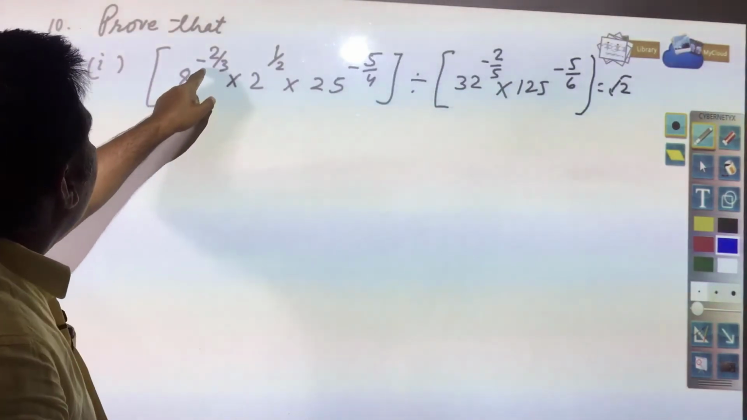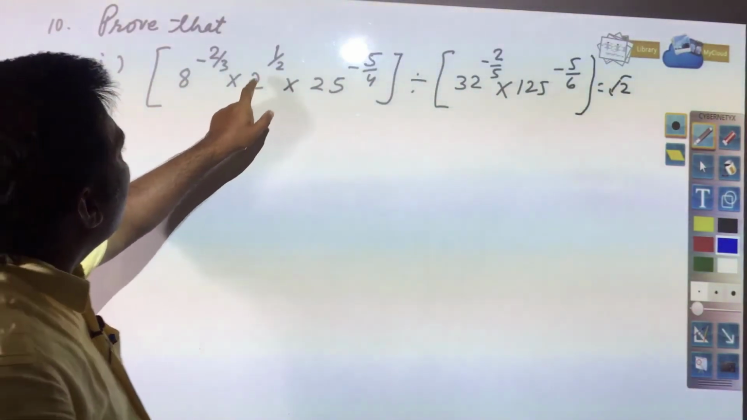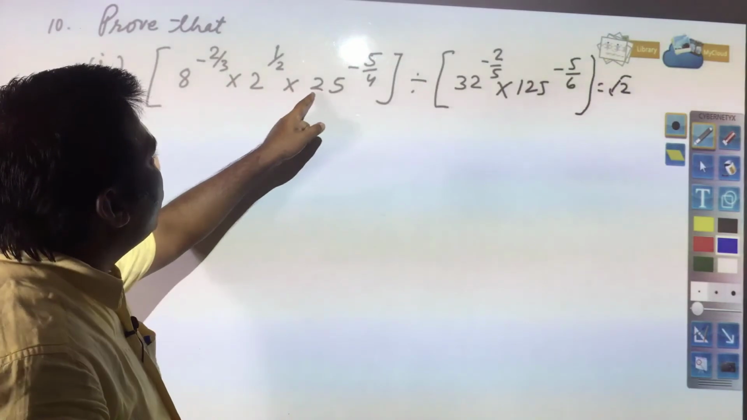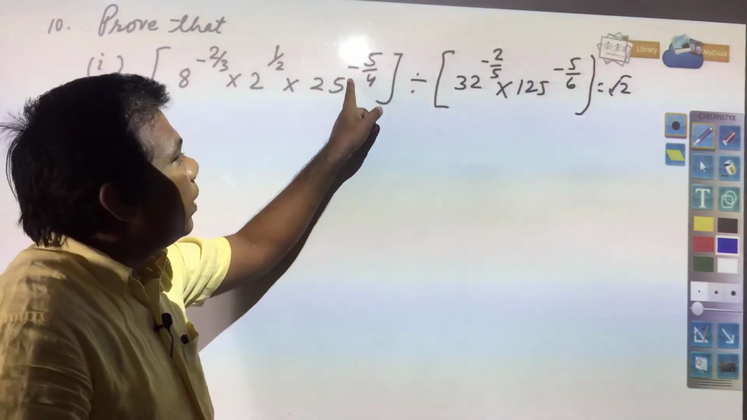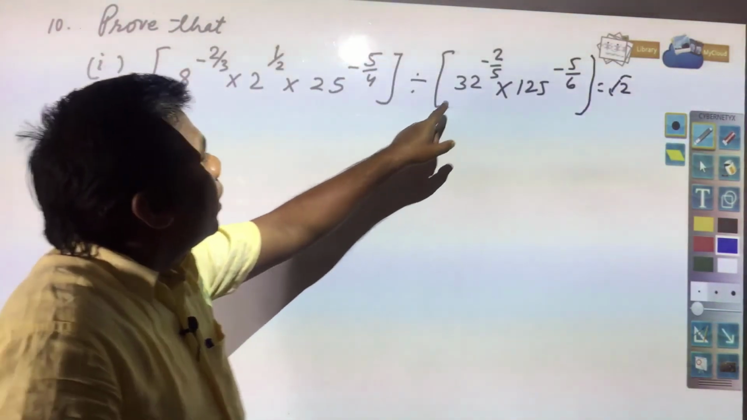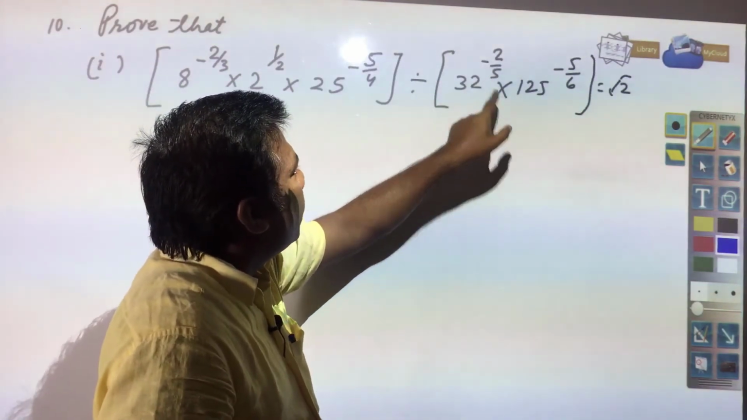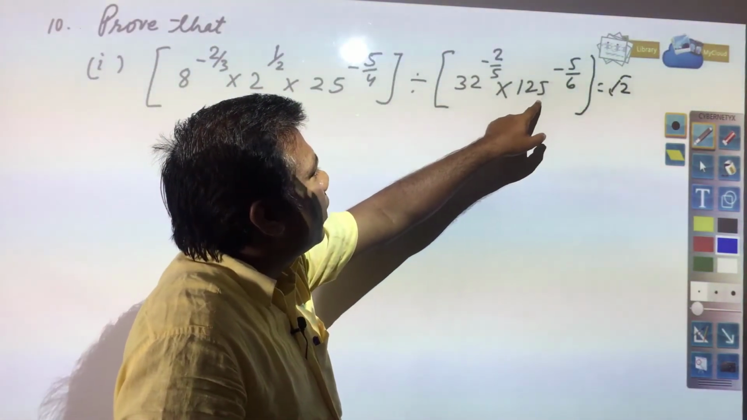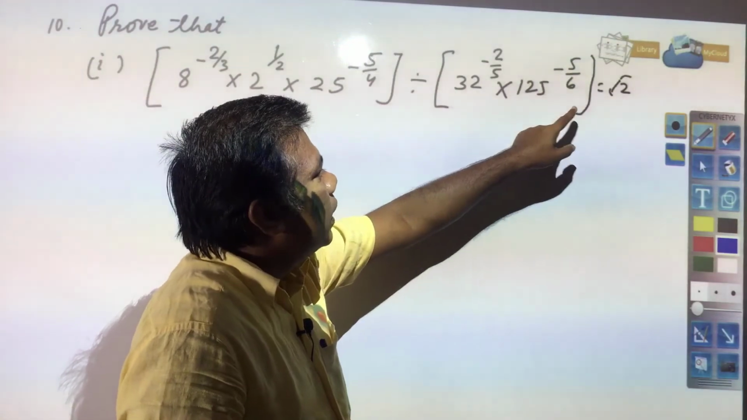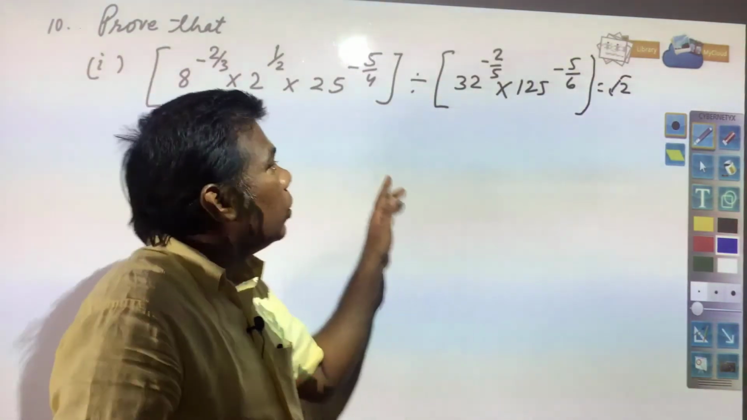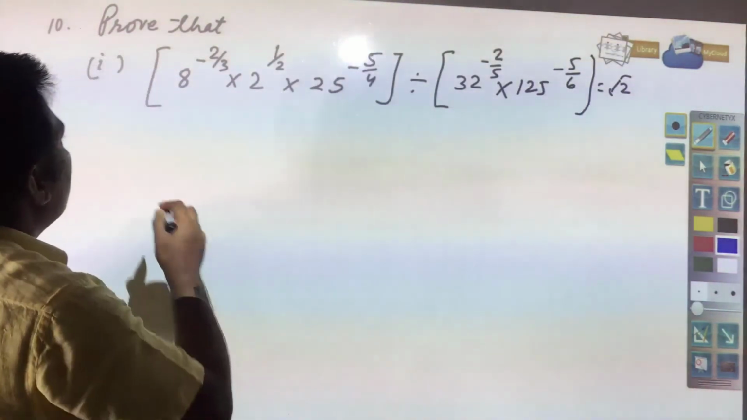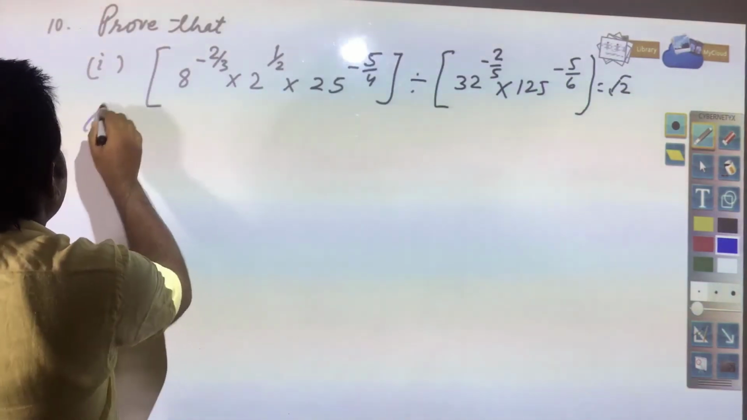8 to the power minus 2 by 3 into 2 to the power 1 by 2 into 25 to the power minus 5 by 4, divided by 32 to the power minus 2 by 5 into 125 to the power minus 5 by 6, and that is equal to root 2, you need to prove. So, here you see how we will prove.